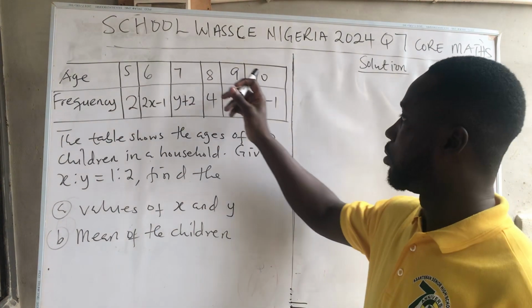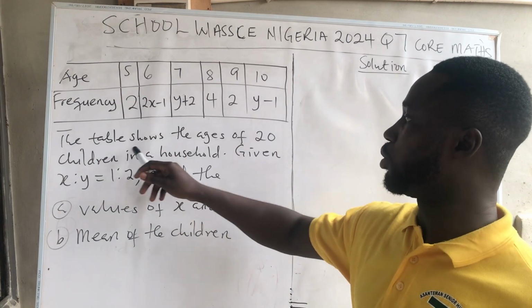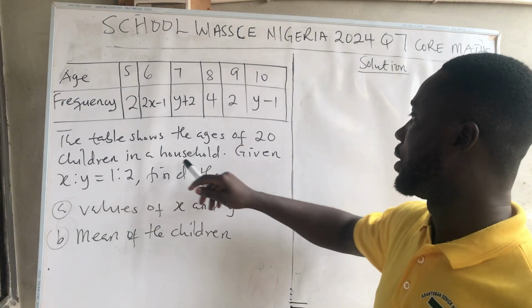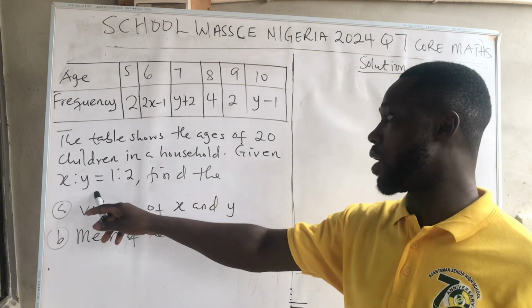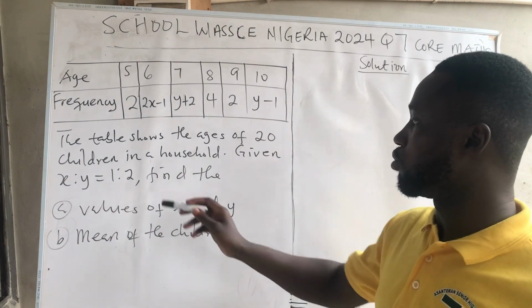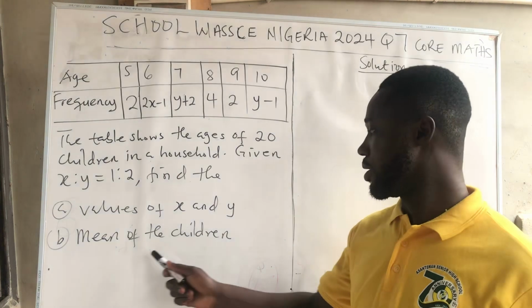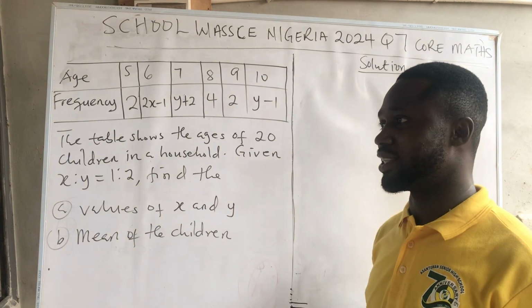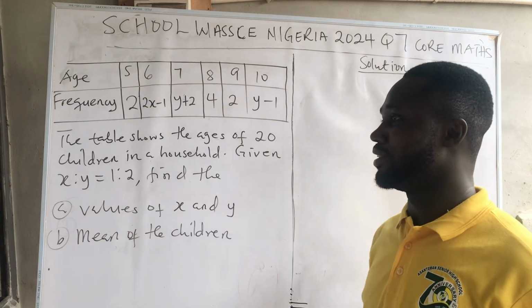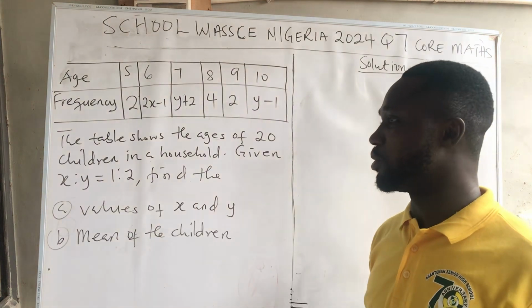We are given a table. The table shows the ages of 20 children in a household. Given x is to y equals 1 to 2, find A, the values of x and y, and B, the mean of the children. This question is on statistics, and they've also brought ratio here.